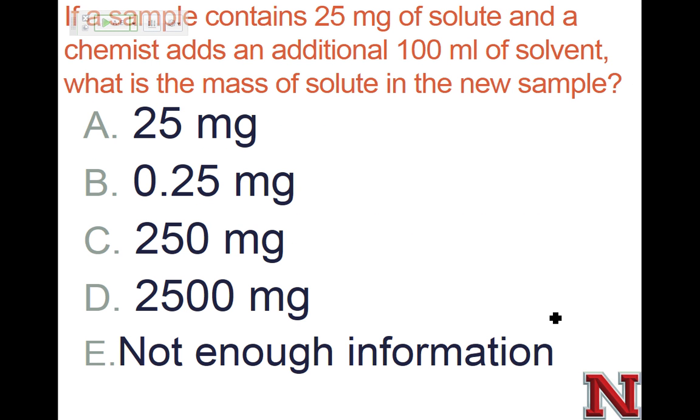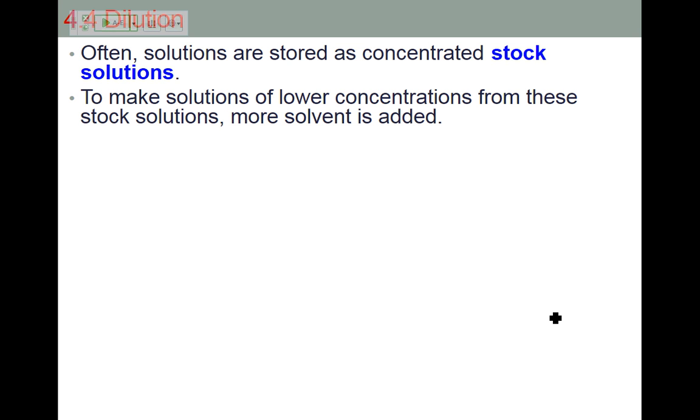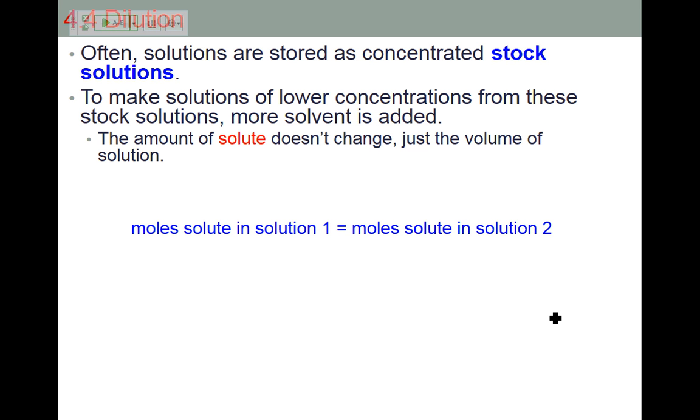The next thing we're going to talk about is dilutions. Often, I might store something as a concentrated stock solution. Maybe it's salt water, whatever. But then I might want to take some of that concentrated solution and add more solvent to make it a more dilute solution. There are multiple reasons why I might do that in the lab. So I might take a stock solution and add more solvent to dilute it and make it at a lower concentration. One thing to note, the amount of solute does not change, because I didn't do anything with the amount of solute per liter.